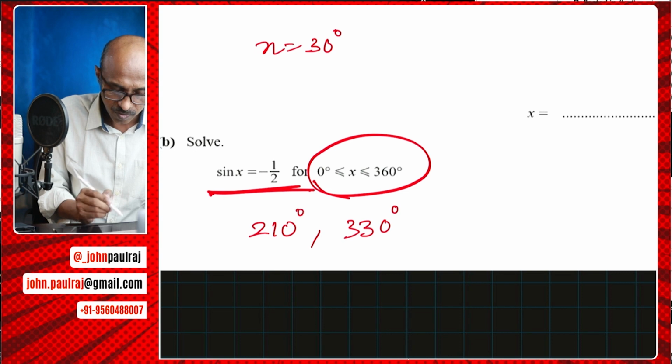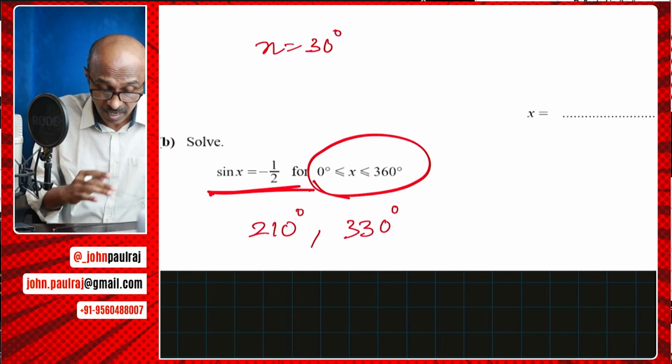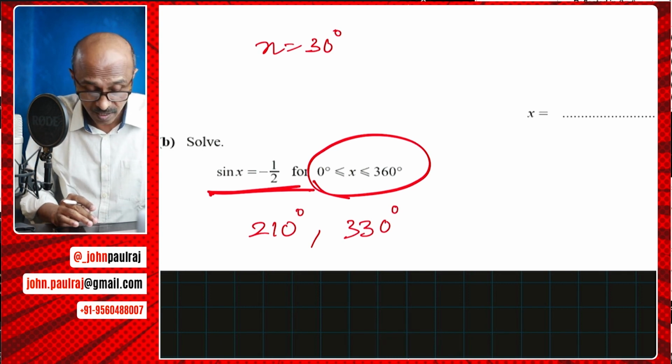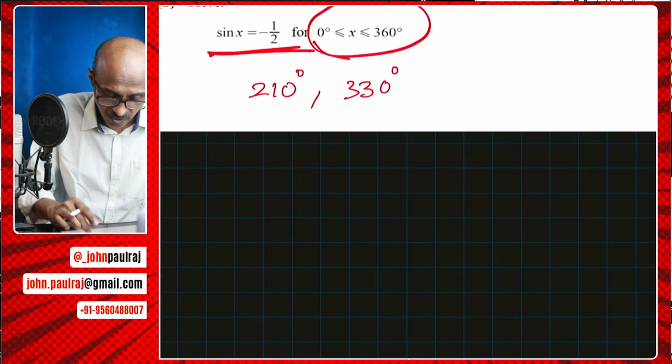Okay, by symmetry. So by symmetry, you can say, because it's negative, sine is negative in the third and the fourth quadrant. They could even ask a similar question for tan or for cosine. Okay, but I've not seen that. I've just seen these kind of questions. If it was there, I'd have told you.